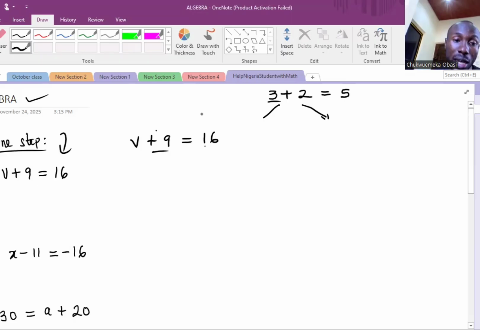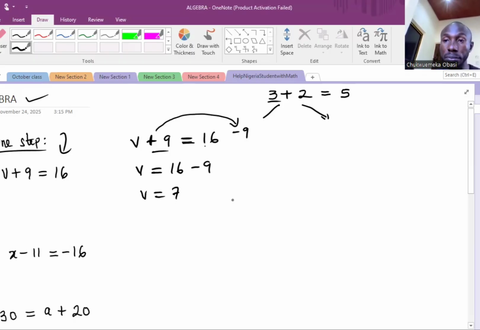And now if we take 9 to this side, because 9 is positive here, when it crosses the equality sign, it's going to change to negative. So in other words, when a positive crosses the equality sign, it changes to negative, and when negative crosses over, it changes to positive. That is just the principle. So now when you do that, you're going to have 16 minus 9, because positive 9 has moved over to this side to become negative 9. And 16 minus 9 is just going to be 7.